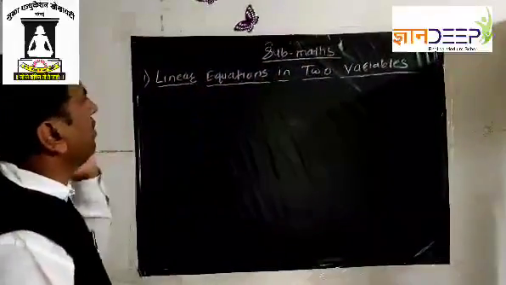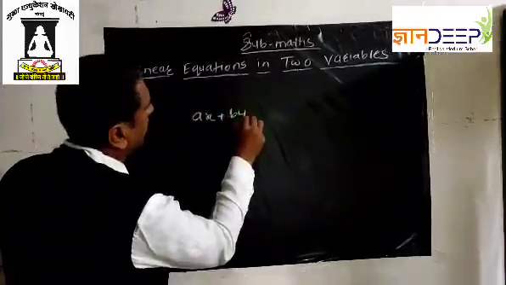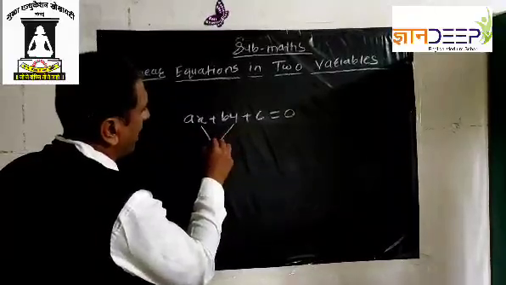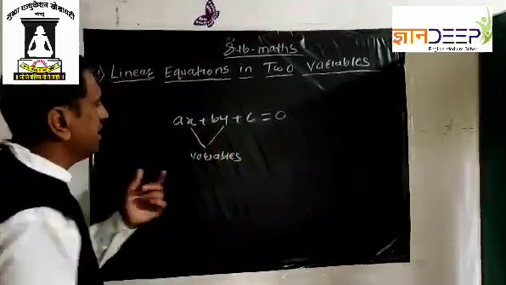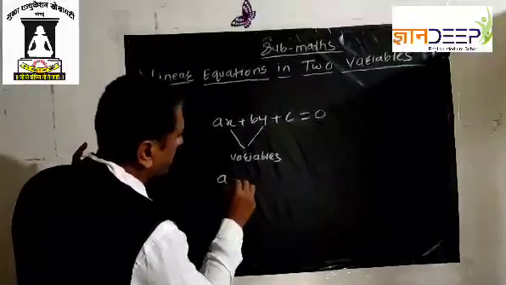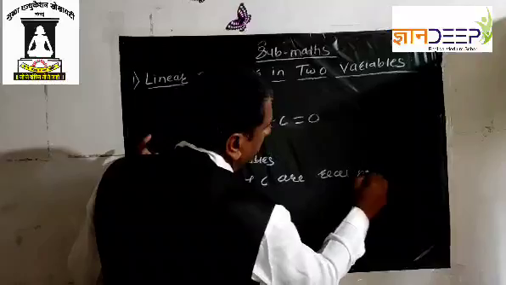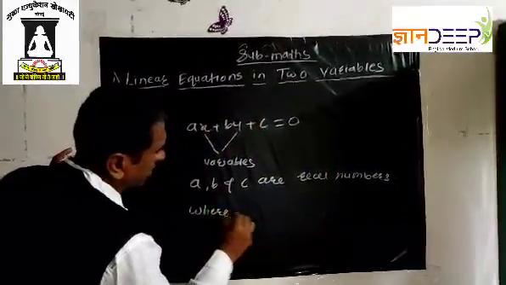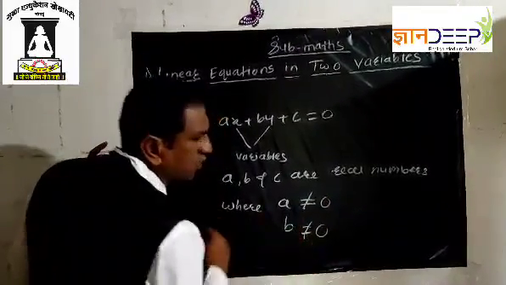The standard form of the linear equation in two variables is ax plus by plus c equal to 0. Here x and y are the variables. A, B and C are real numbers where A is not equal to 0 and B is not equal to 0.